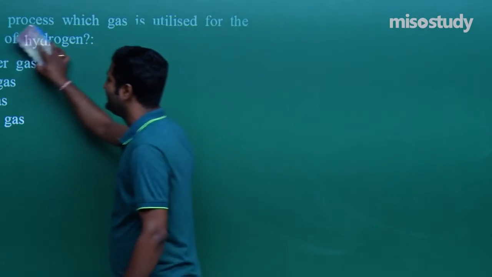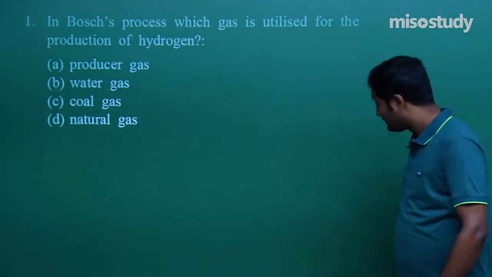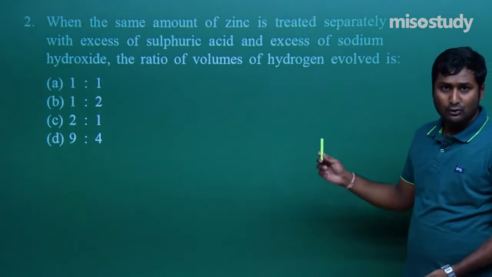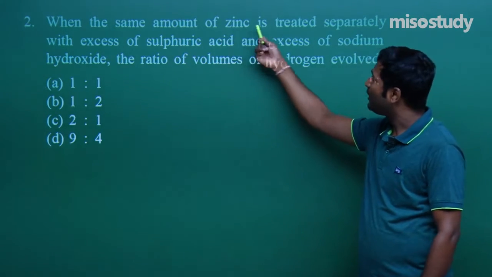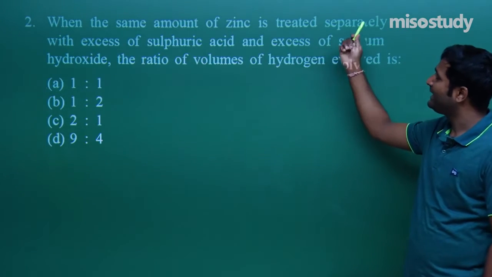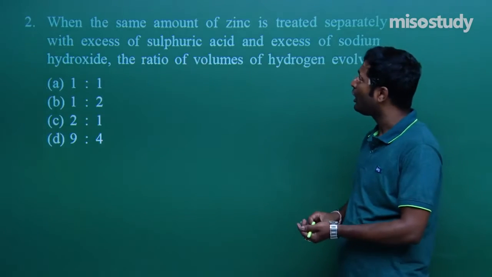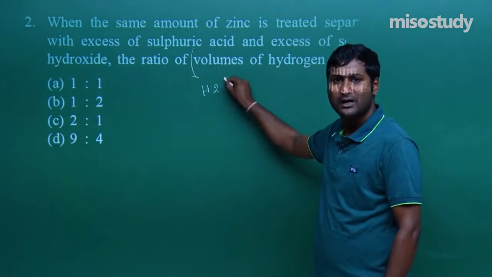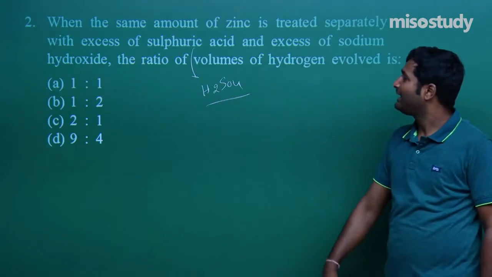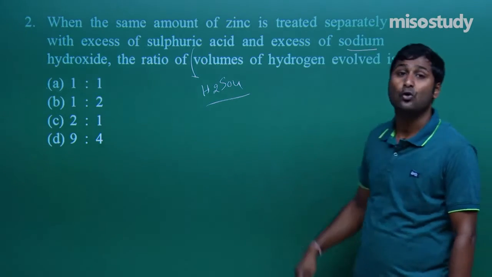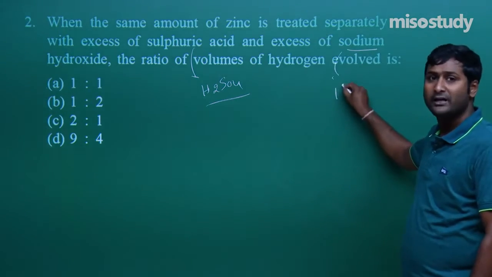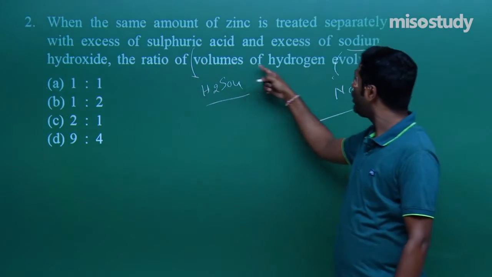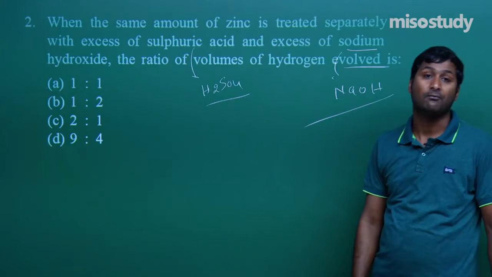What I am telling, listen carefully. That is question number 2. Clear? Look at the question. When the same amount of zinc is treated separately with excess of sulfuric acid, that is H2SO4, clear? And the next one is excess of sodium hydroxide. What is sodium hydroxide, friend? That is NaOH. Now, the ratio of volume of hydrogen evolved.